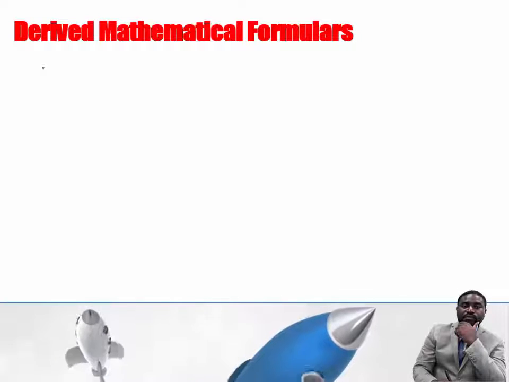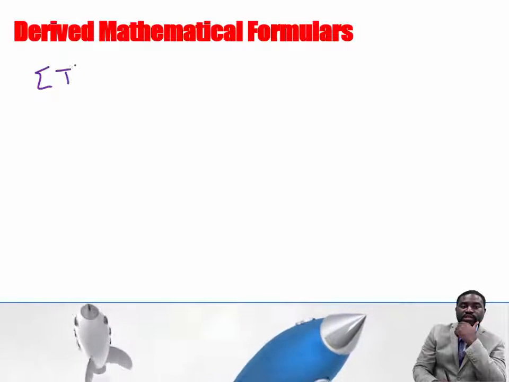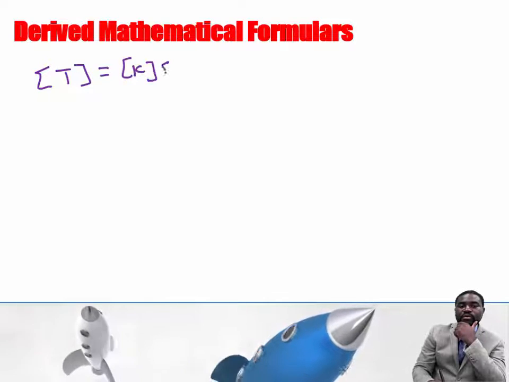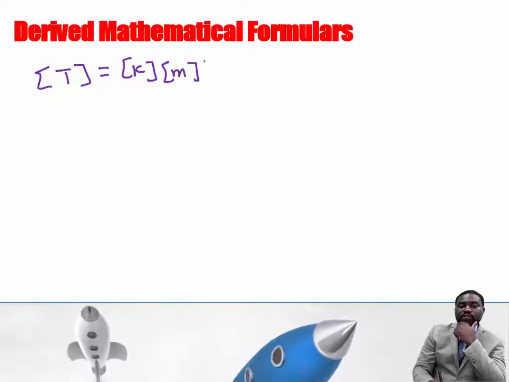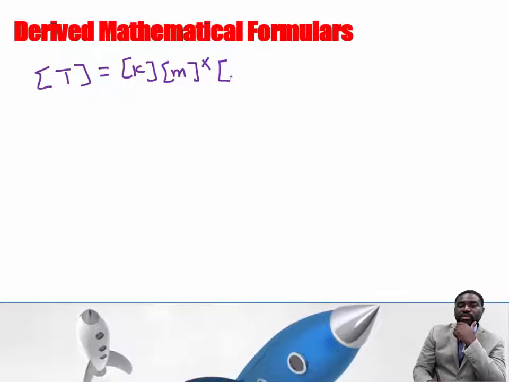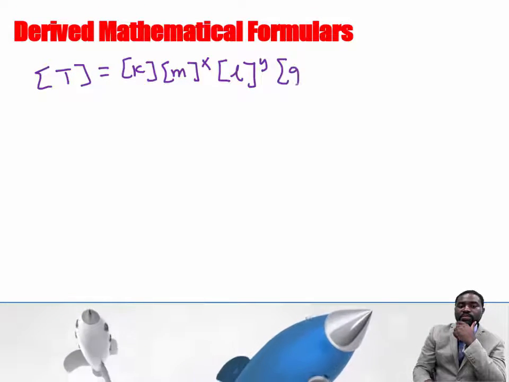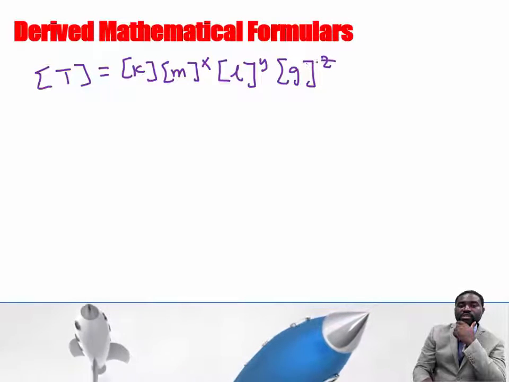So we have the dimensions of T will be equal to the dimensions of k multiplied by the dimensions of m raised to the power x, multiplied by the dimensions of L raised to the power y, multiplied by the dimensions of G raised to the power z.